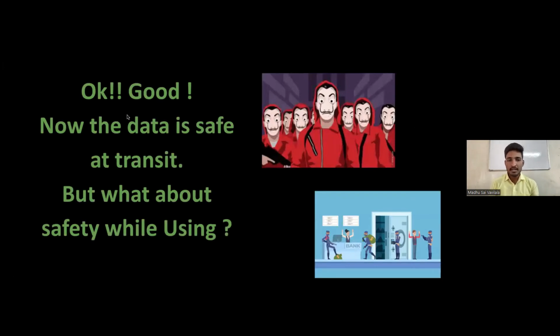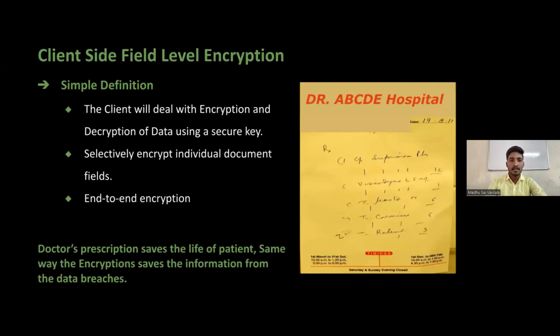Okay, good. Now the data is safe in transit, but what about the safety while it is in use? There is a concept which always keeps MongoDB at the top place of the list in NoSQL databases, that is client-side field level encryption. It adds the feature that we can selectively encrypt individual documents. It is fully end-to-end encryption. By using a key, we can encrypt the field with specified algorithms.